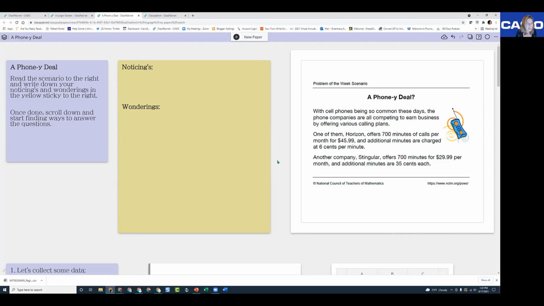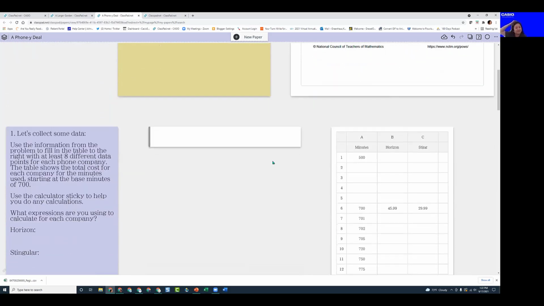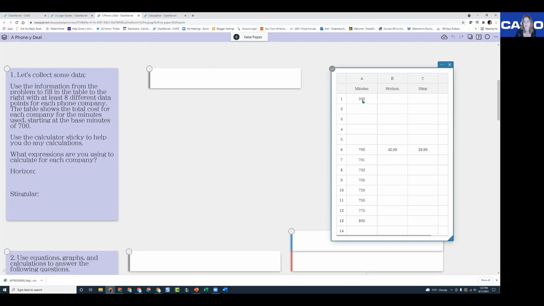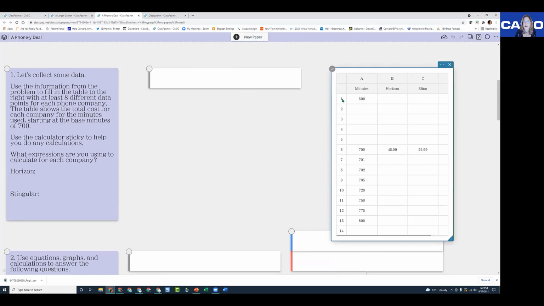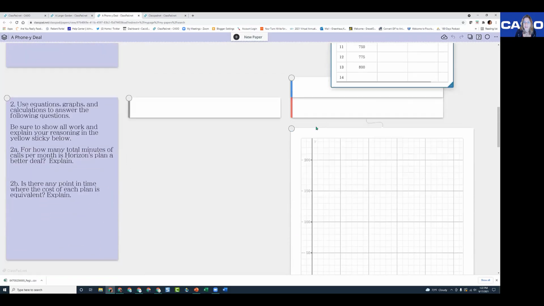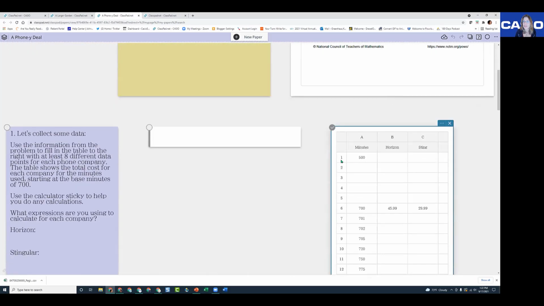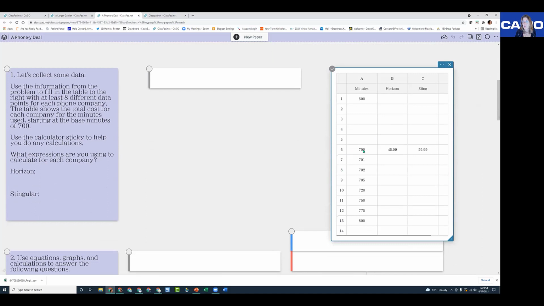In all honesty, I guess companies still do have these, right? There are companies that charge you per minute, but most plans are now unlimited. Oh, this was for something later, so I want to get rid of that. I forgot I changed my table because I added something on later. So we'll just ignore this 500 right now, but this was actually a table that started with 700.